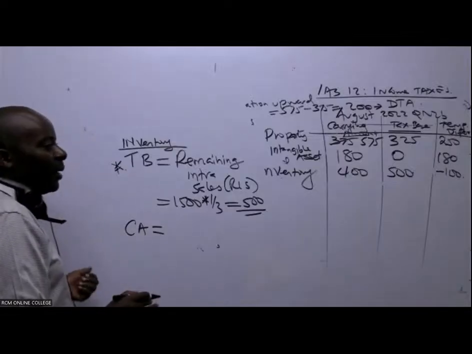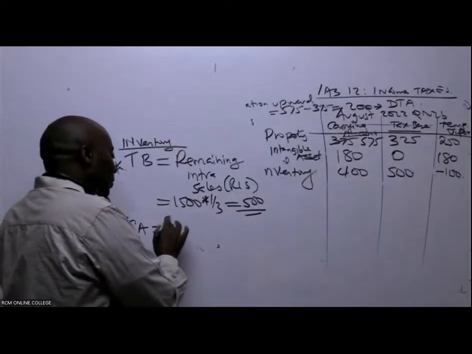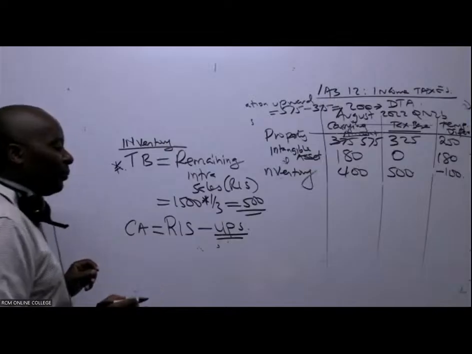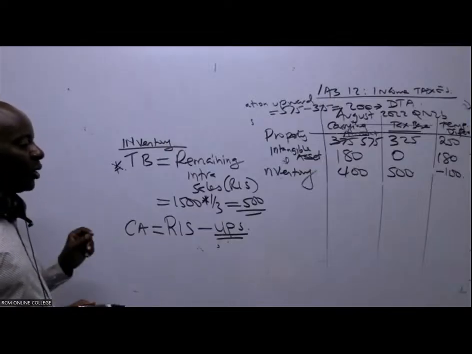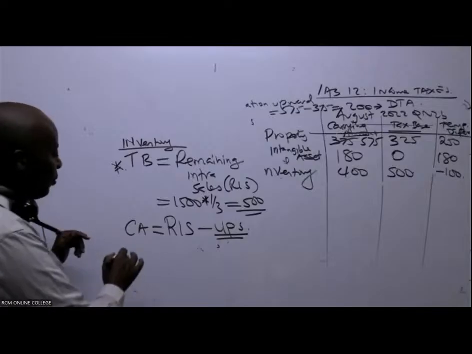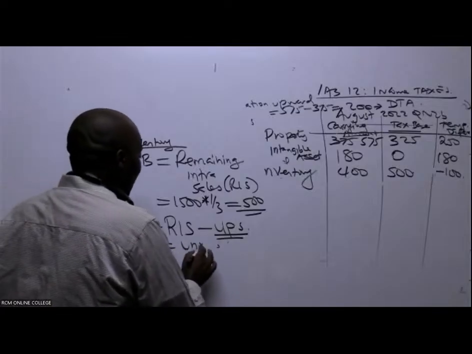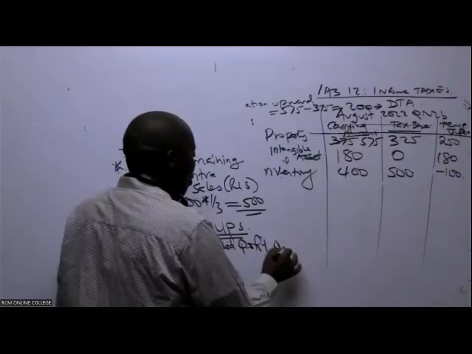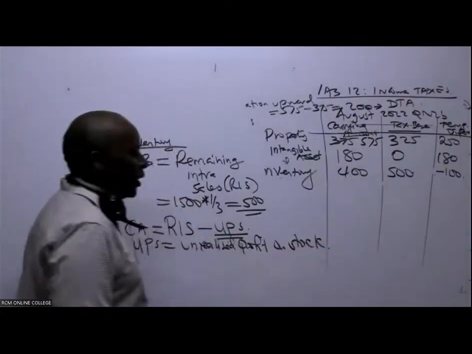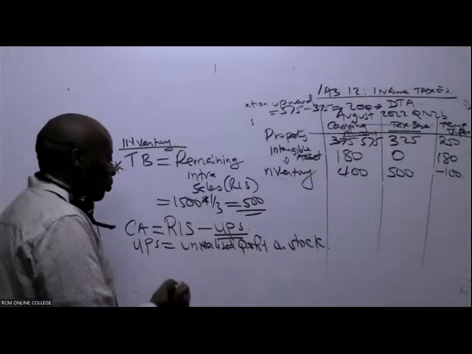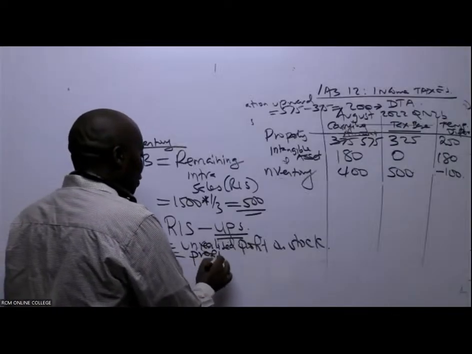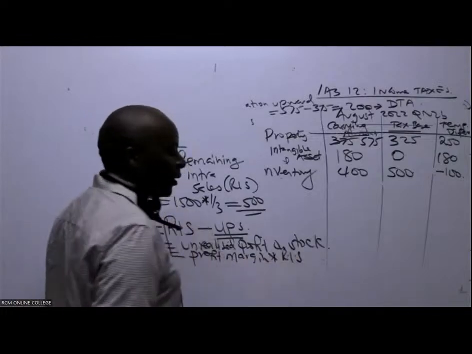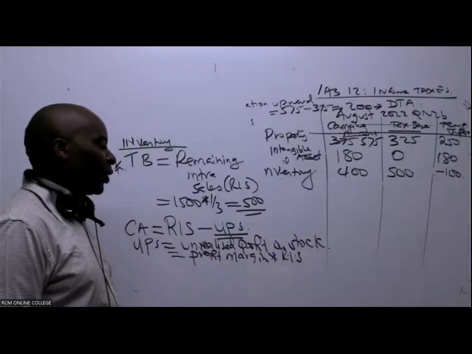And then you come to inventory, to the carrying amount. How do we get this carrying amount? To get the carrying amount, we take the remaining intra-sales minus what we call unrealized profit on stock. Please write this in full: unrealized profit on stock. This UPS is unrealized profit on stock. And how do we calculate this UPS? It's very easy. You take the profit margin times remaining intra-sales.